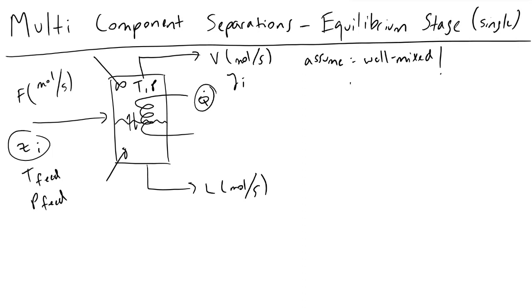Then exiting our equilibrium stage, we will have L moles per second, as well as x sub i, which is a molar ratio.